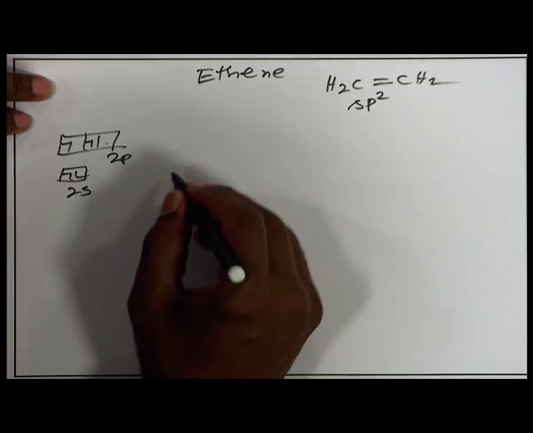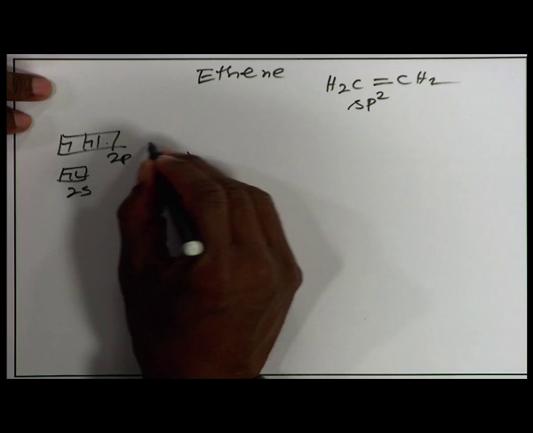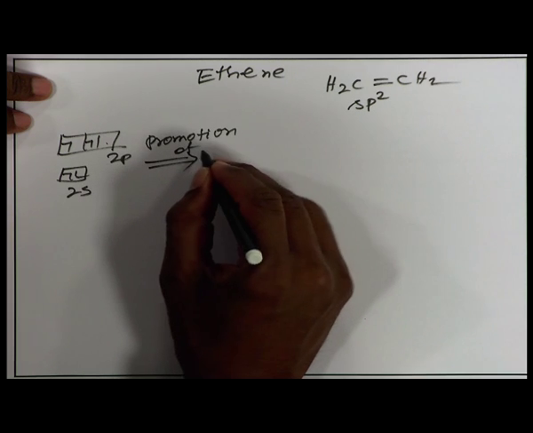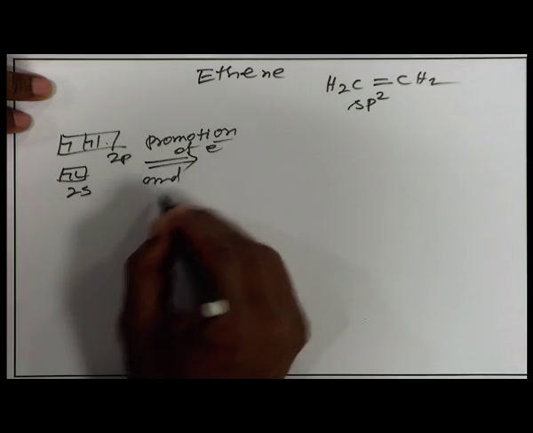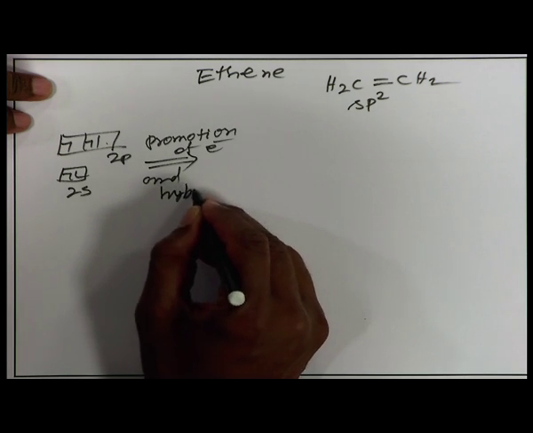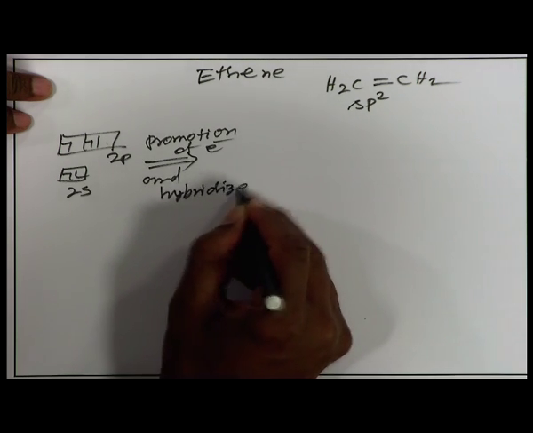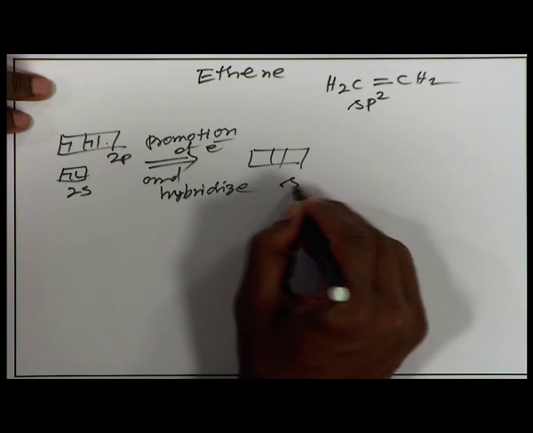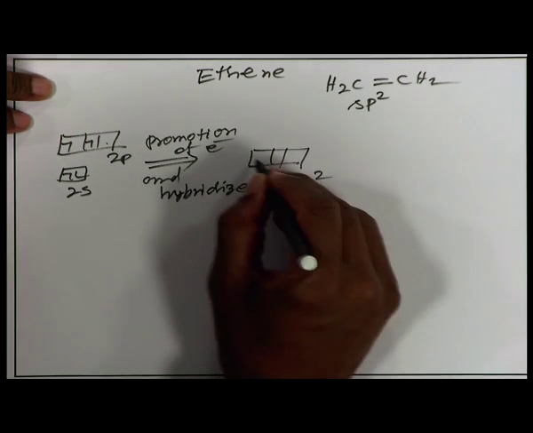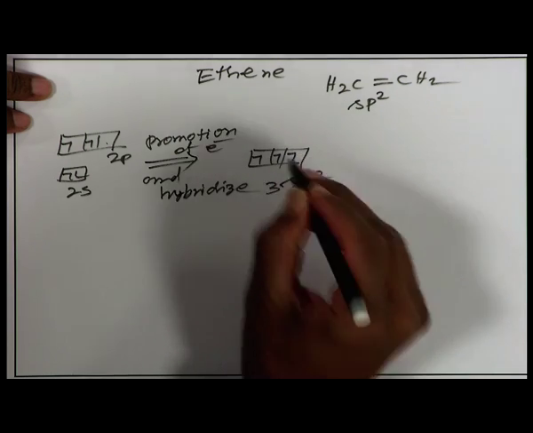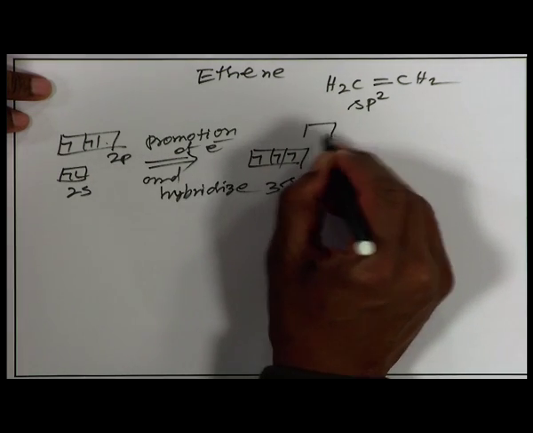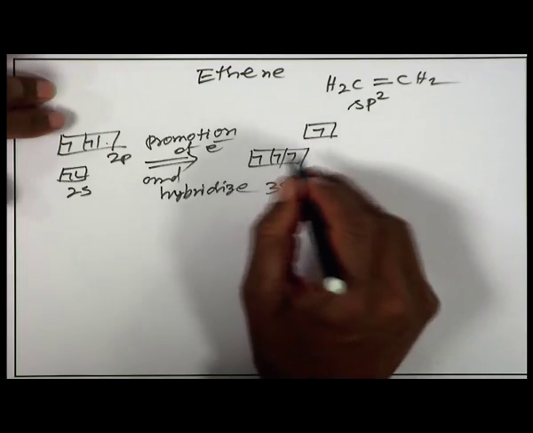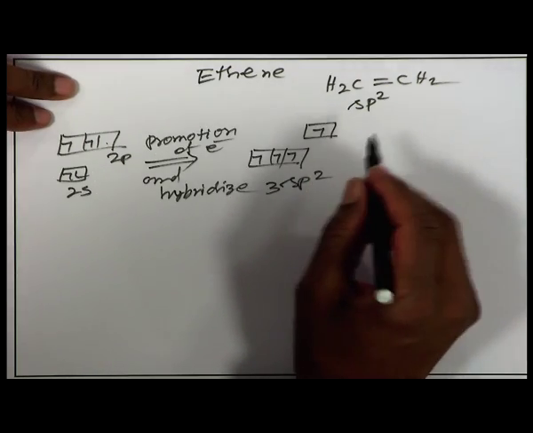Then you will have promotion of an electron and hybridization. Then that will lead to 3 equivalent sp2 hybrid orbitals containing 1 electron each, and there is one more p orbital which is not hybridized, containing 1 electron. This orbital can be a px or py orbital.